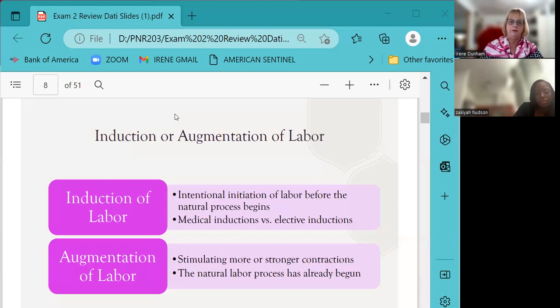Now, augmentation of labor. Augment means to what? Add to. So what happened is that she was in labor. Her body went into spontaneous labor, okay? But what happened to the contractions? They dwindled out, okay? And so now she needs some help. So now we're going to give her Pitocin. So now we're going to augment the labor. You see the difference? Yeah? Okay. So you've got induction and augmentation of labor.